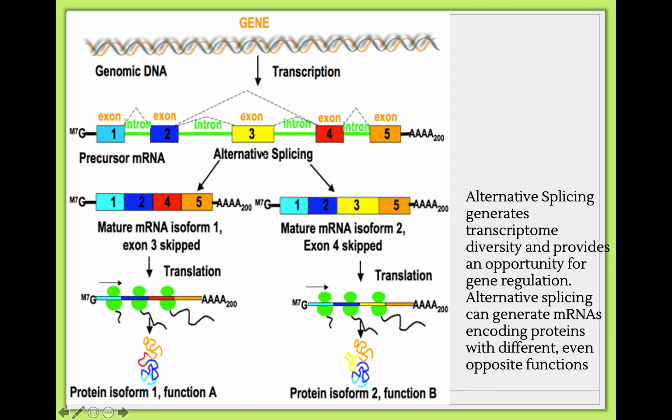So isoform A, whereby exon 3 is being skipped, and it is being translated to produce a protein with a function A, because it doesn't have exon 3. Probably exon 3 would help with a certain function, so it doesn't have exon 3, so it has another function. The other isoform is whereby the next exon is being skipped, which is exon 4. So when being translated, you have protein isoform 2, which has another function, probably a bit different from the first protein isoform. So this is what alternative splicing does, and there are different variations that it could occur.